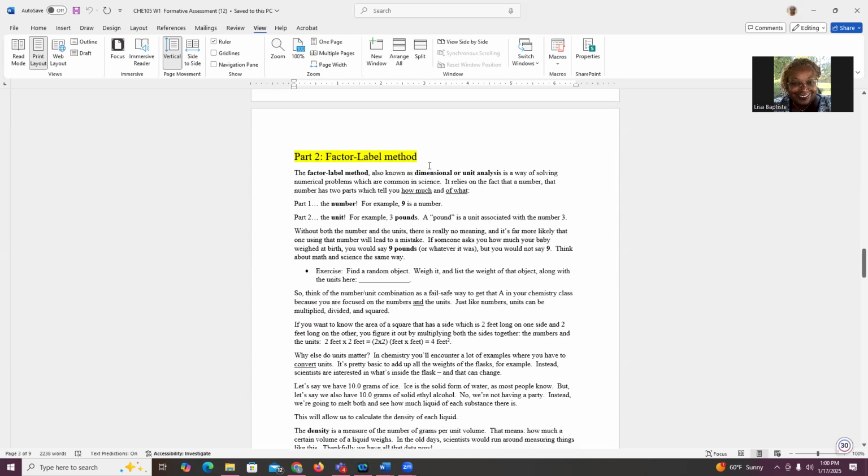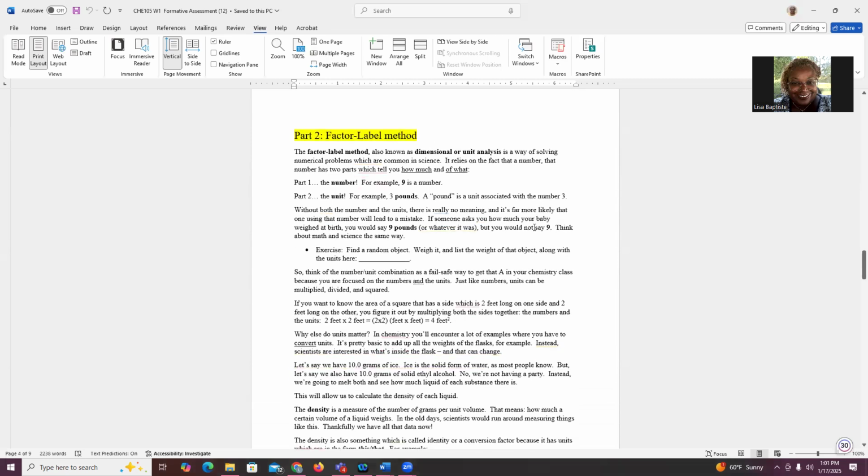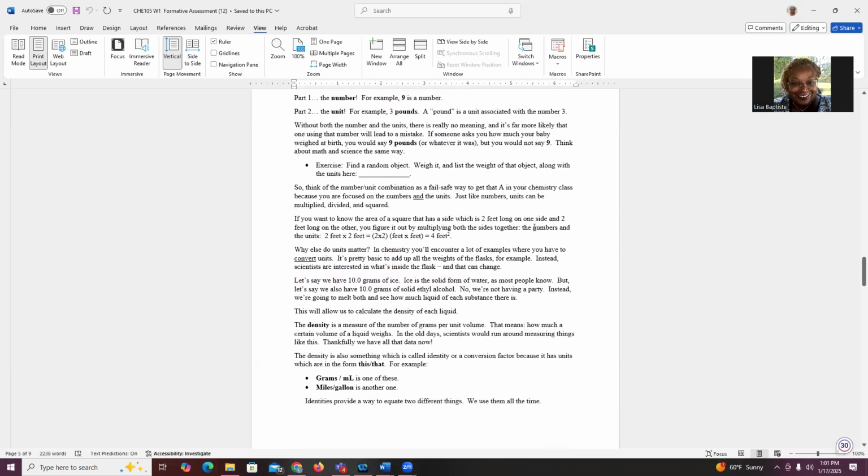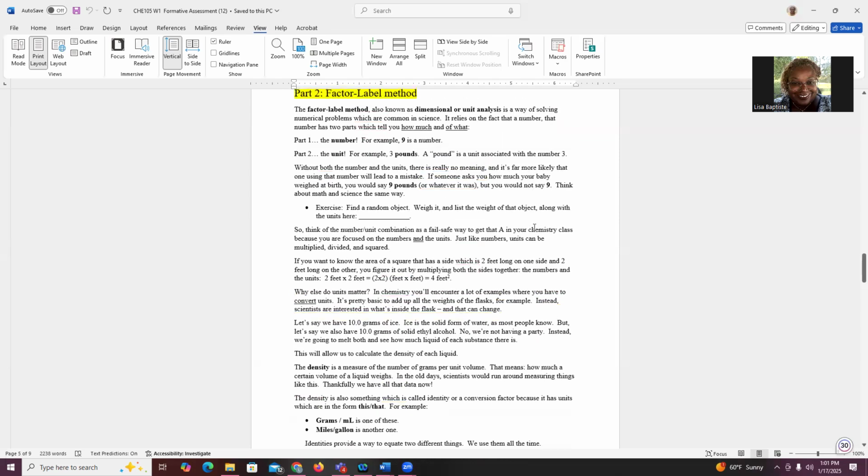Part two is the factor label method. This is showing you how we set up problems to do our calculations. We do it by canceling out the labels or the factors that are associated with each of our numbers. Because with chemistry, our measurements not only include the number, but they also include the unit. And the unit is very important because it tells us what that particular number represents. So things like pounds, feet, grams, milliliters, miles, gallons, those are all units, and they play a huge part in all of our measurements.